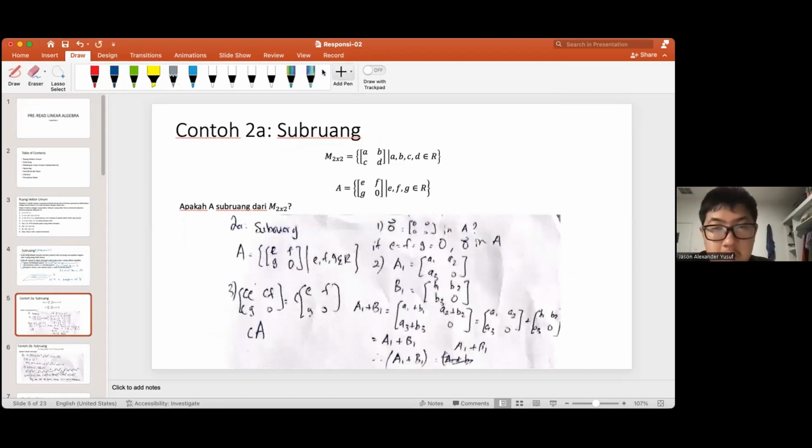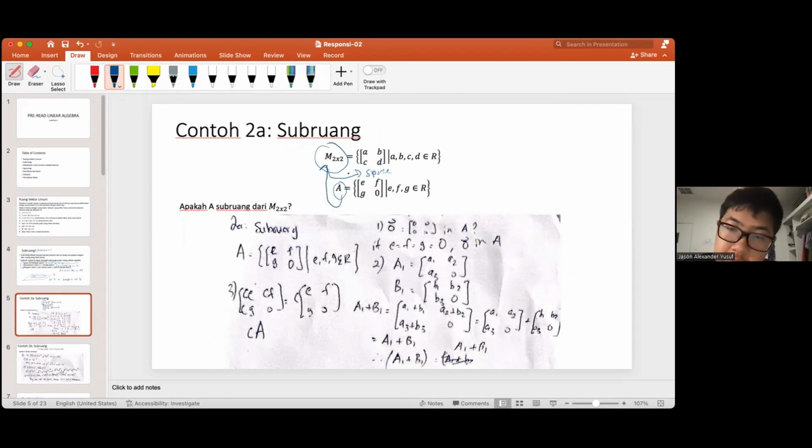Now let's take a look here. Let's say we are given a matrix space. This is called a space or a general matrix space. And we are asked to prove whether A is part of M22.